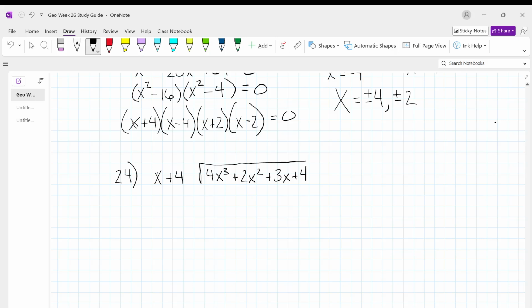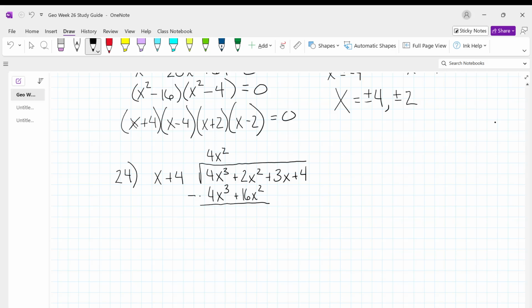So we take the x and we divide it into 4x to the third. And x into 4x to the third is 4x squared. And then we multiply 4x squared times x. 4x squared times x is 4x to the third. And then 4x squared times 4 is 16x squared. And we subtract. So 4x to the third minus 4x to the third is a 0.